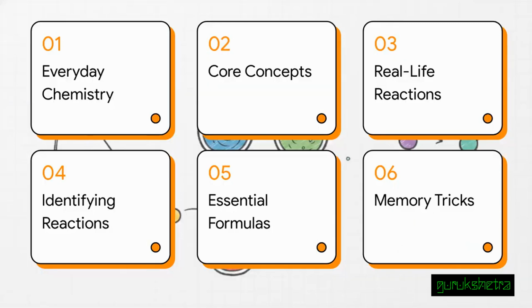So here is our game plan for today. First, we'll look at everyday chemistry in action. Second, we'll map out the core concepts and dependencies. Third, we'll dive into some real-life chemical reactions, followed by how to actually identify them. Then, we'll cover the essential chemical formulas you need to know. And finally, we'll squash some common misconceptions and share a handy memory trick.